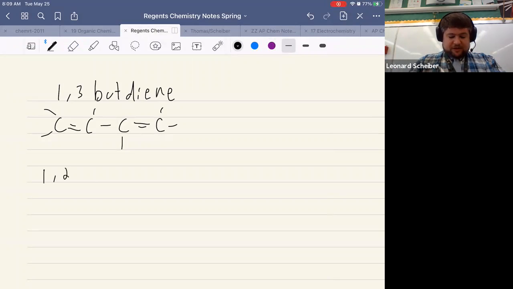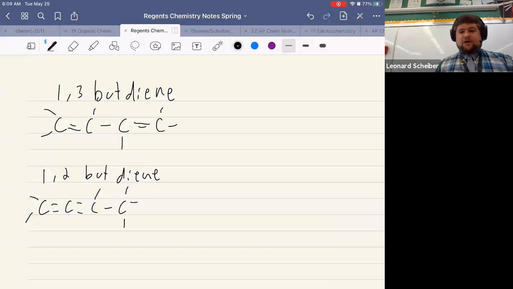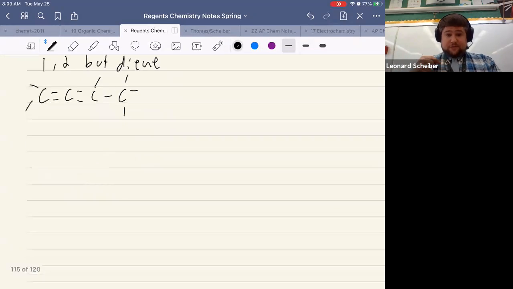The other isomer of this, 1,2-butadiene, like that. Right? Not super hard. Let's try some more.